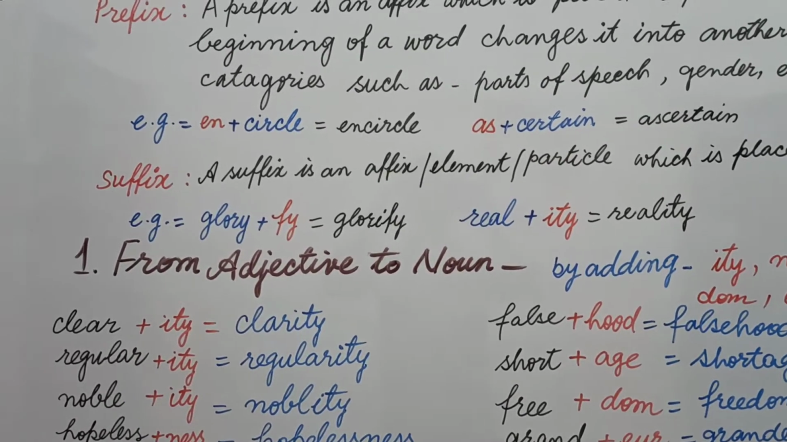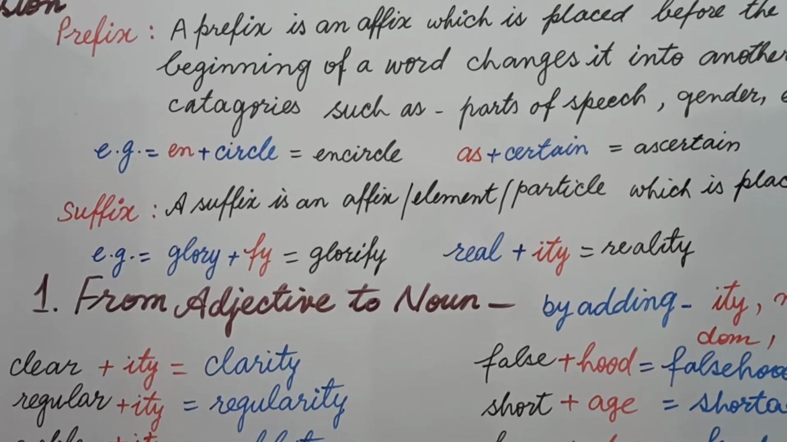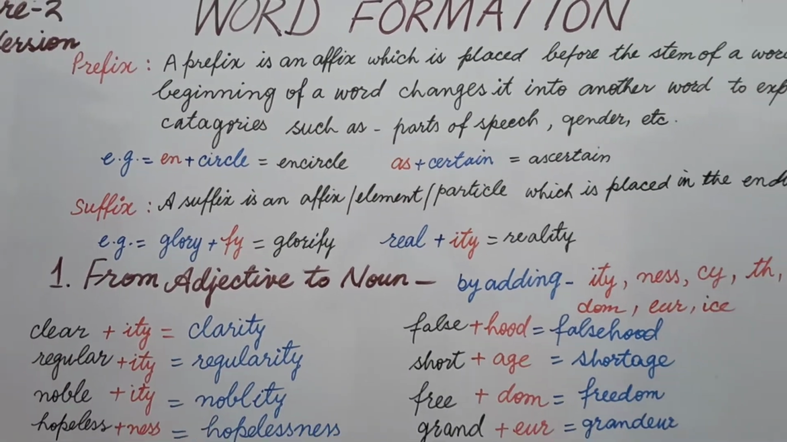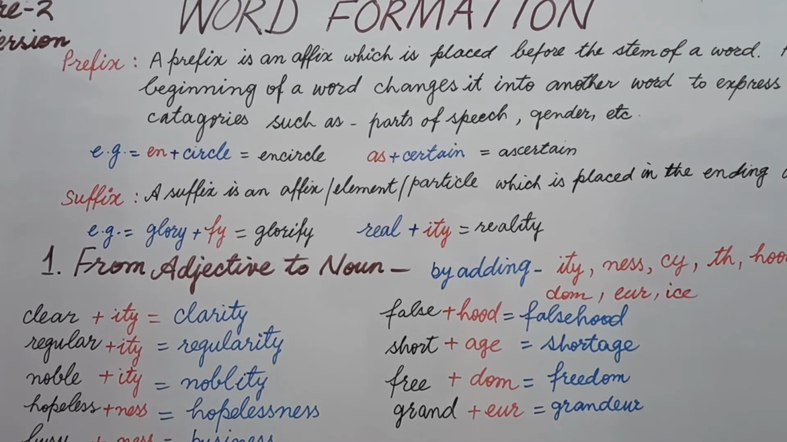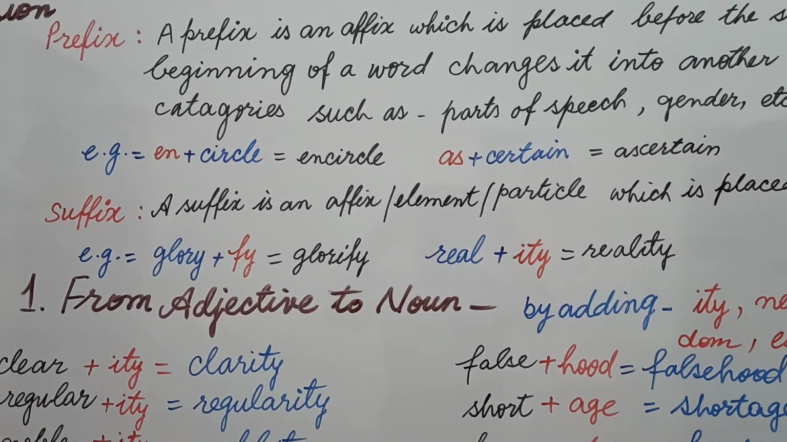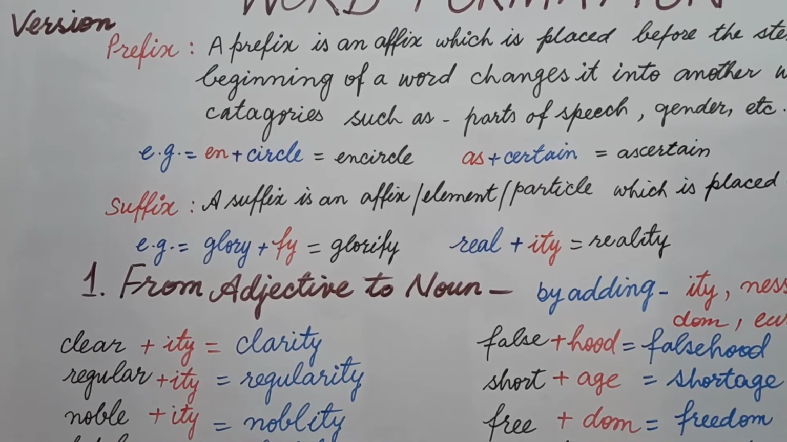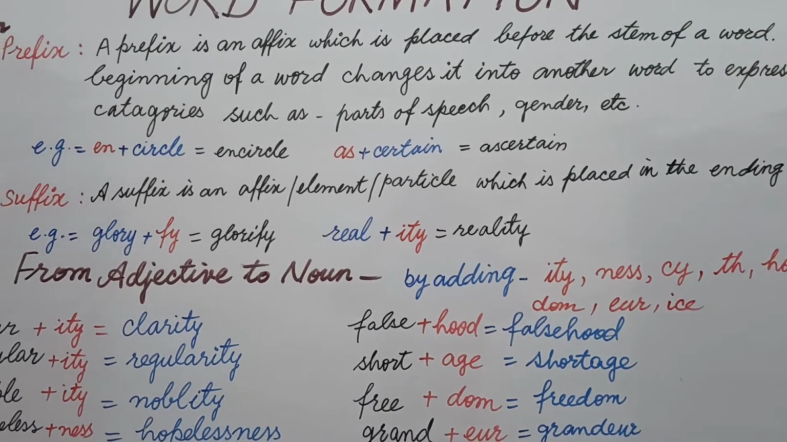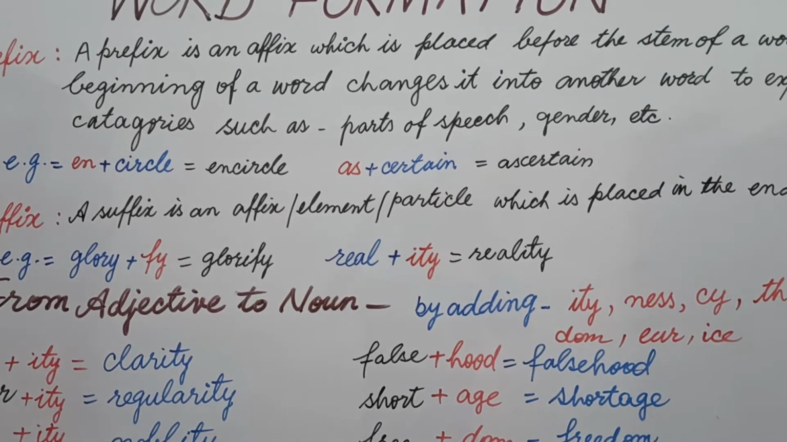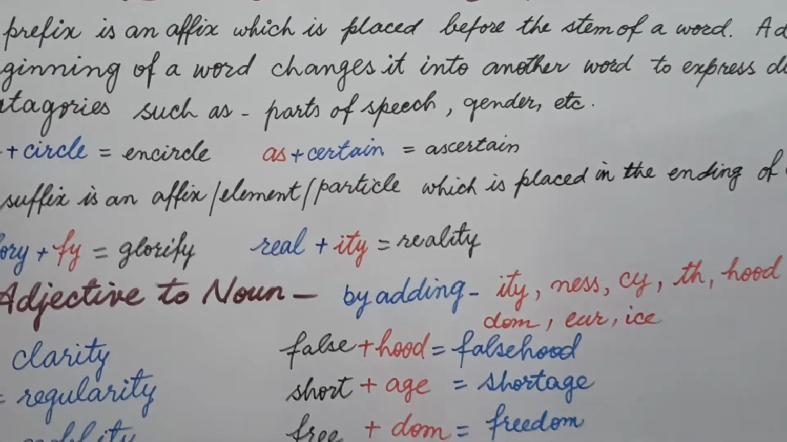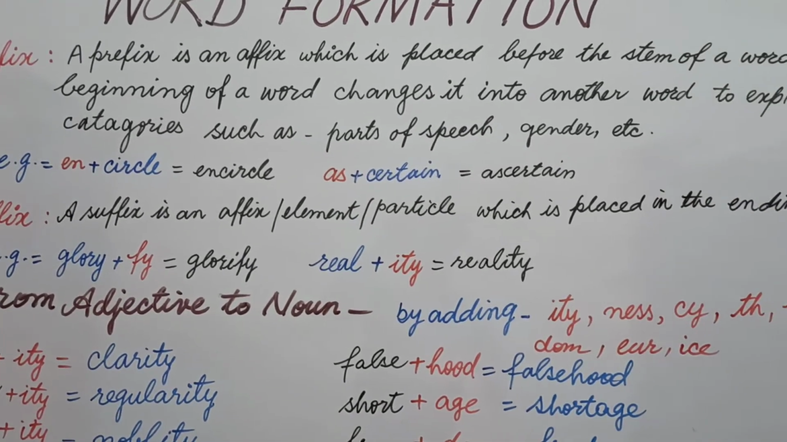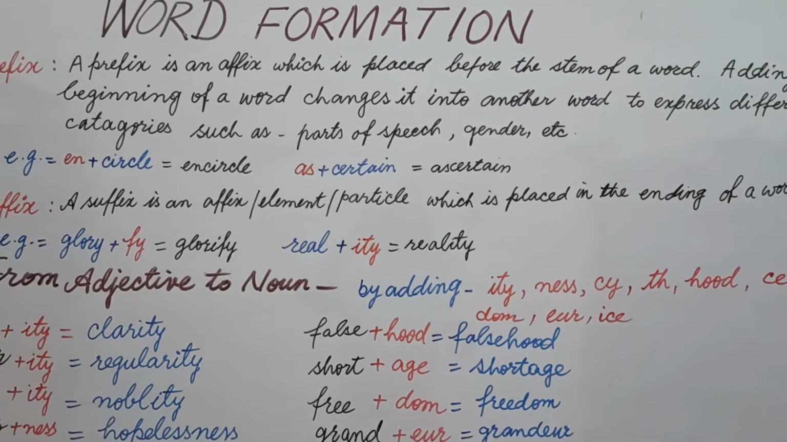Students, the part that we use in the ending is called suffix, and the part that we use in the beginning is called prefix. Now students, in word formation, the main part is the basic word, you can say the root word, in which you add something whether in the beginning or in the ending. Now students, let's begin this word formation with prefix. A prefix is an affix. Affix means something that is added, students, which is placed before the stem of a word.